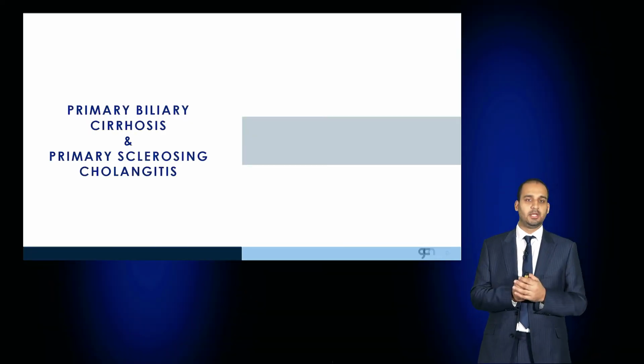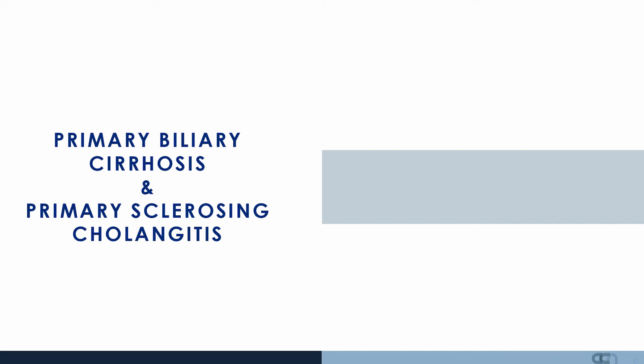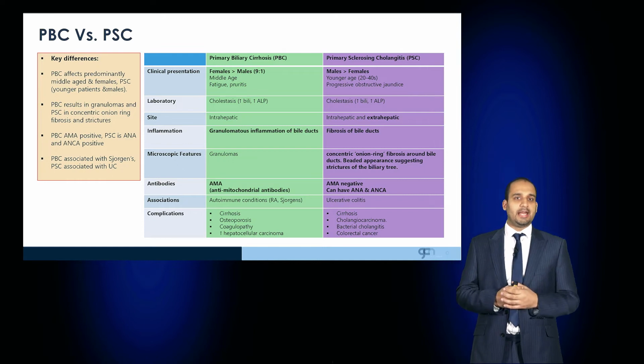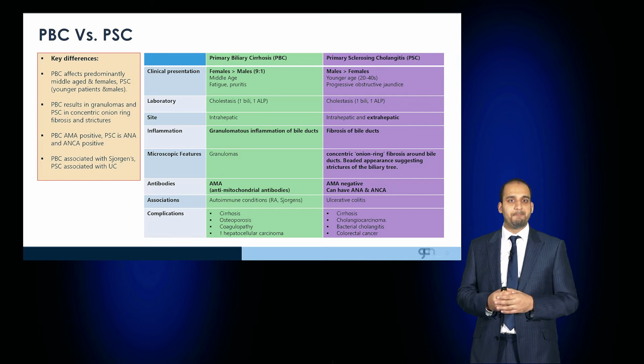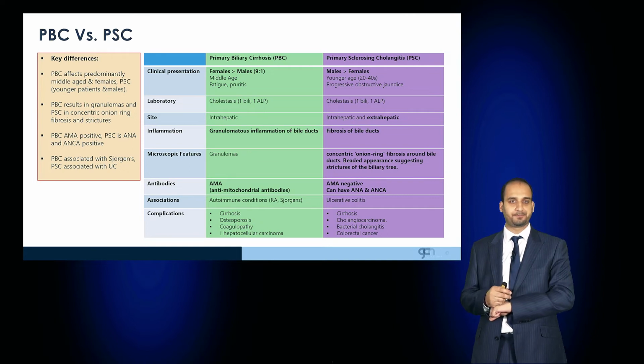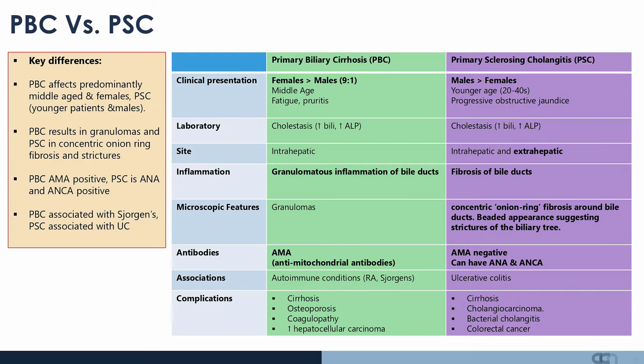Let's now discuss primary biliary cirrhosis and primary sclerosing cholangitis and the key differences. Note that PBC predominantly affects middle-aged females, whereas PSC affects younger patients and males. Primary biliary cirrhosis results in granulomas, and primary sclerosing cholangitis results in concentric onion ring fibrosis and strictures.